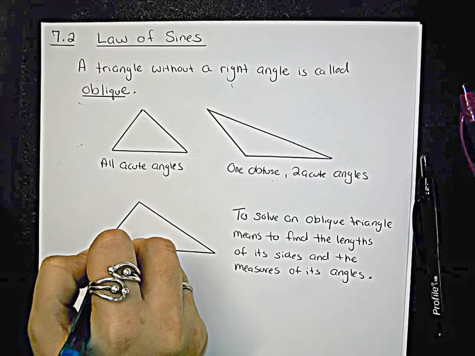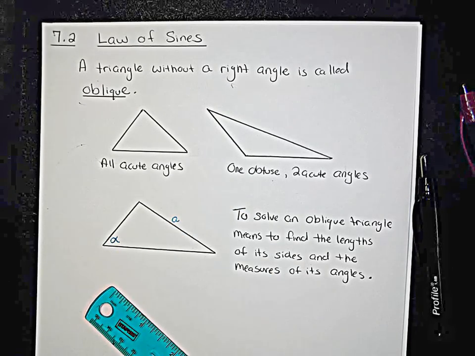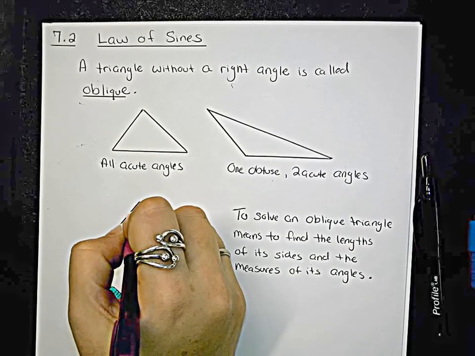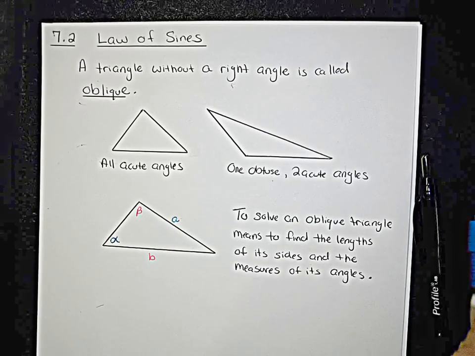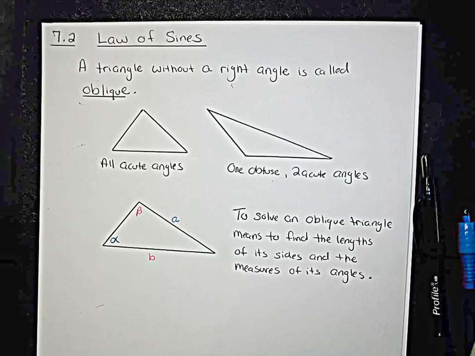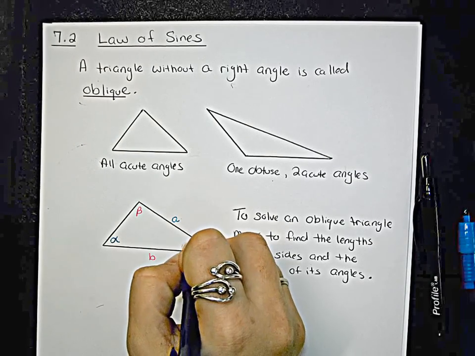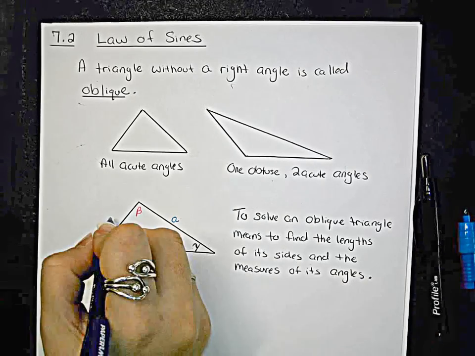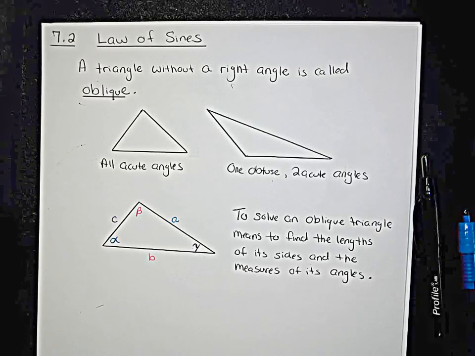Anytime we use alpha, the side opposite alpha, we're going to call lowercase a. When we use beta, looks like this, the side opposite beta, we're going to call lowercase b. And gamma, it kind of looks like a Y, but it's got a little loopy thing there. That's gamma. And opposite that, we're going to call lowercase c. So that's going to be our standard setup for oblique triangles.